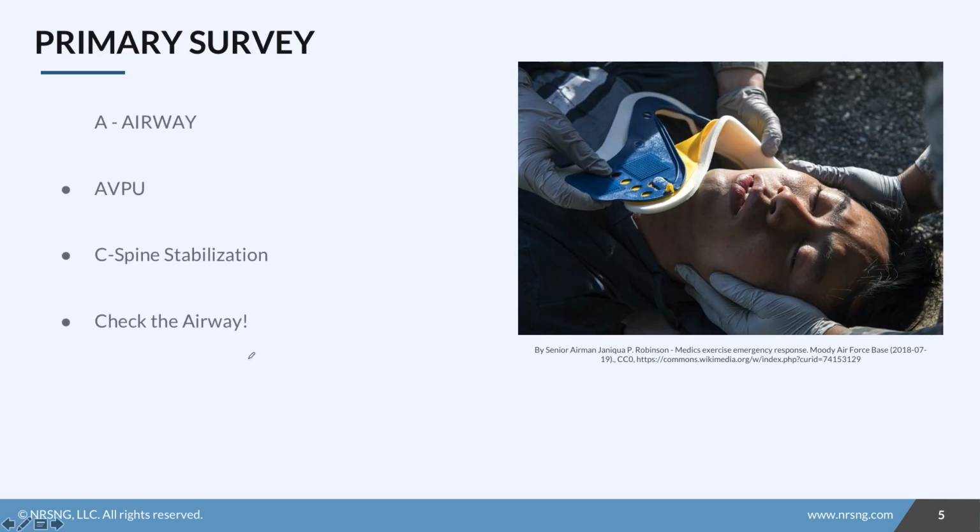So we start with airway. Does our patient have one? Well, can he talk? If your patient can talk, he probably has an airway, and it's a really good way to assess his level of alertness. We use the mnemonic AVPU, which stands for alert, verbal, pain, and unresponsive.